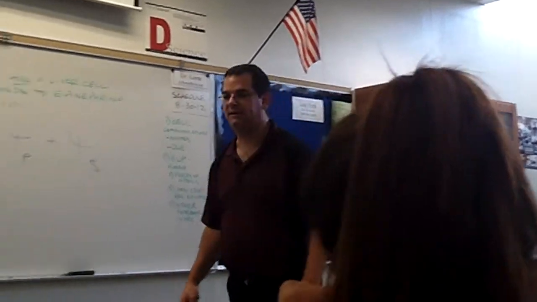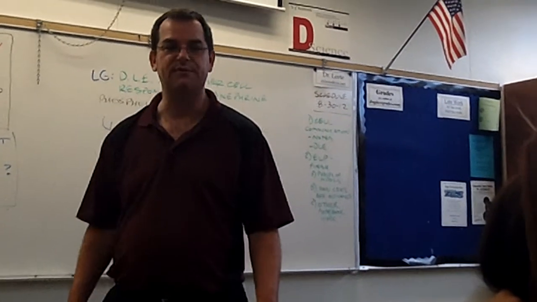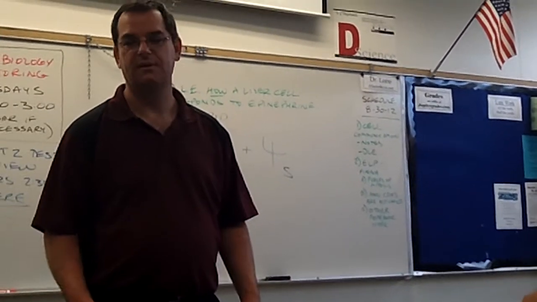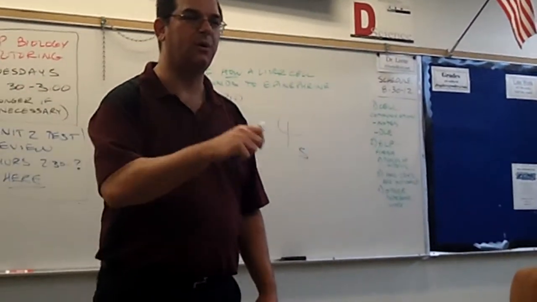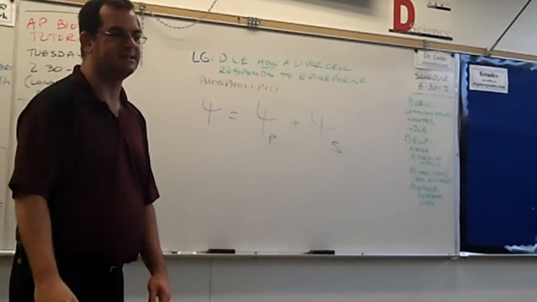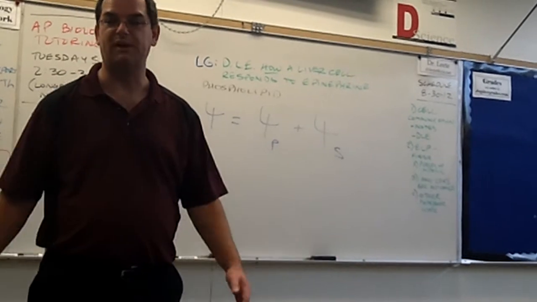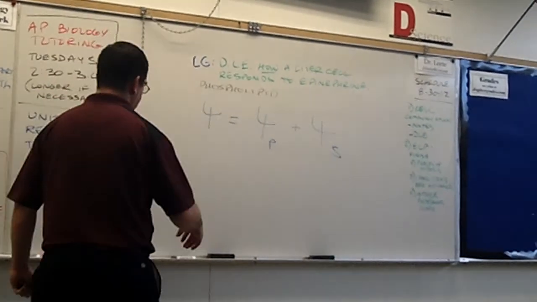Then, why is water potential important for moving of water in plants? Second sentence, what direction does water move? High to low. Water moves from high to low water potential is your second sentence. Then you're going to explain how water moves through plants.